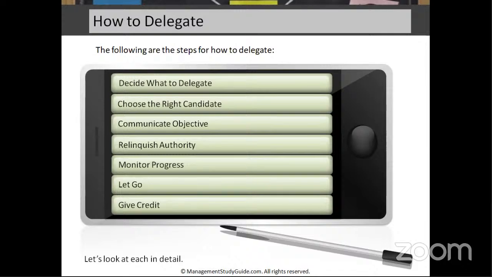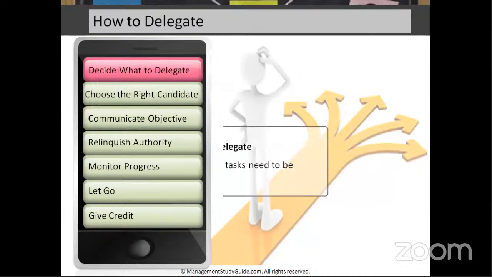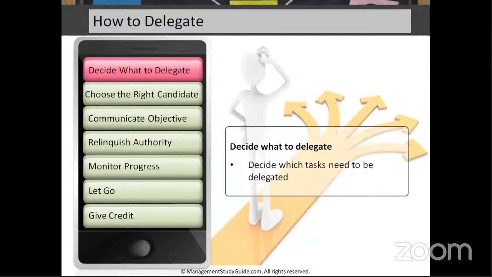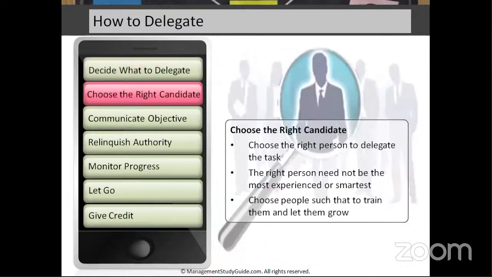The following are the steps for how to delegate. Decide what to delegate, choose the right candidate, communicate objective, relinquish authority, monitor progress, let go, give credit. Now, quickly, in detail. Decide what to delegate. Decide which tasks need to be delegated.